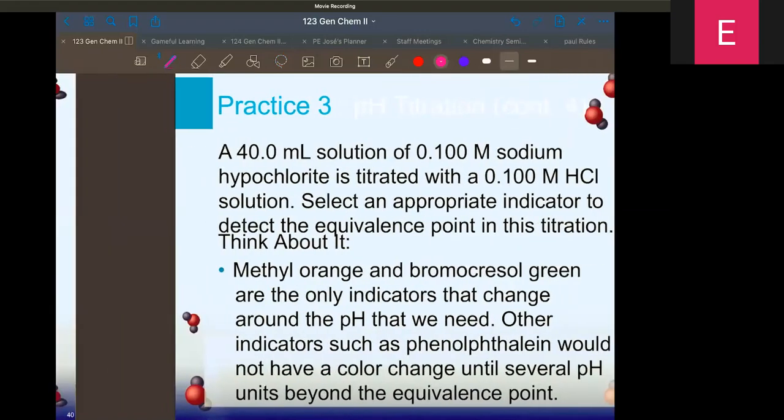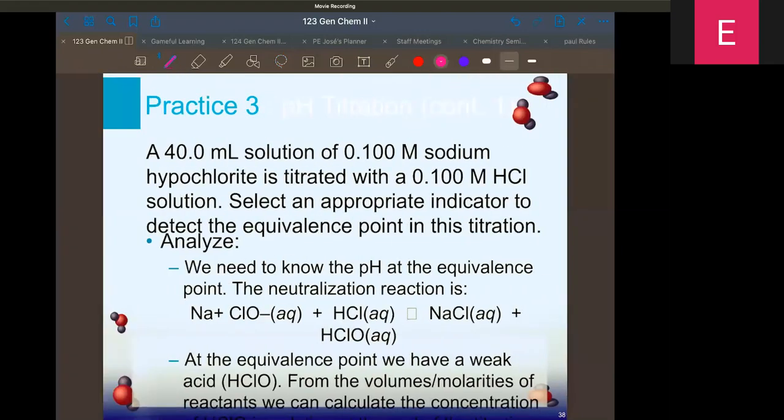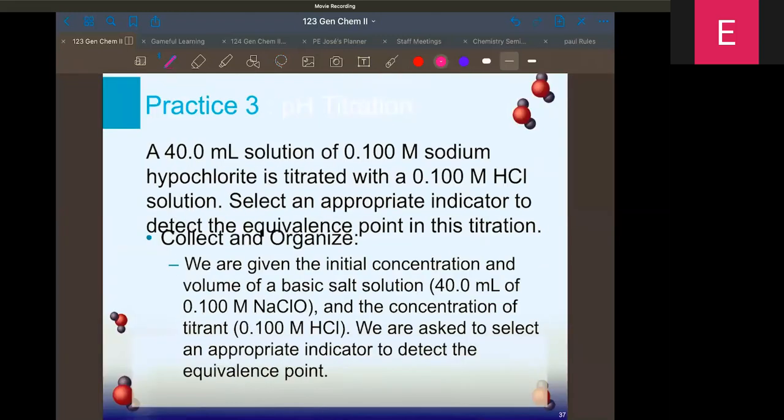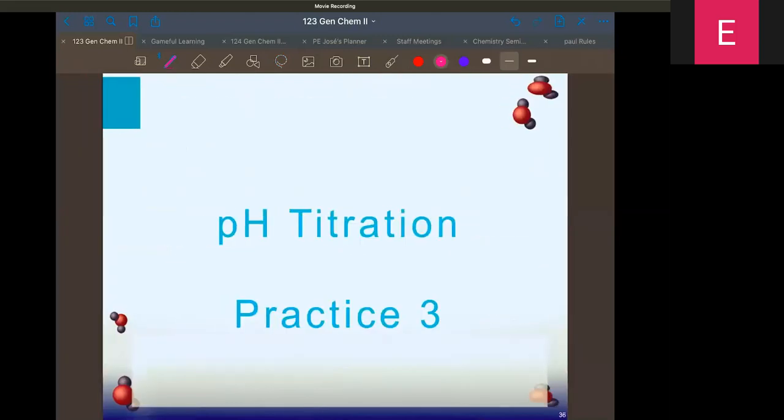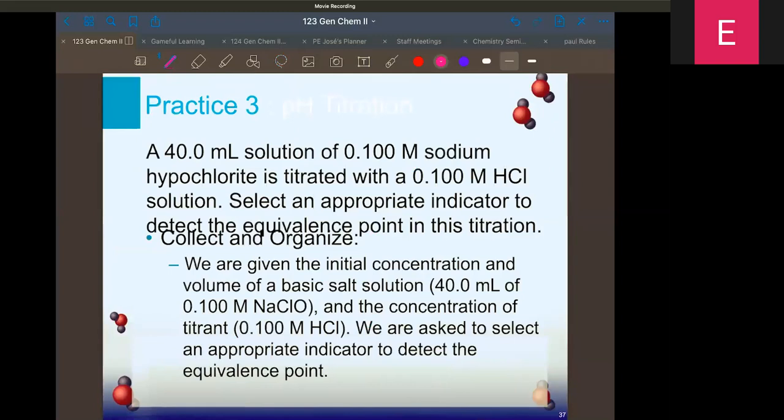Okay. So let's look at this practice exercise. We have 40 milliliters of a solution of sodium hypochlorite. So we're starting with a salt. So hypochlorite, this is ClO, sodium hypochlorite, and it's titrated with a strong acid.